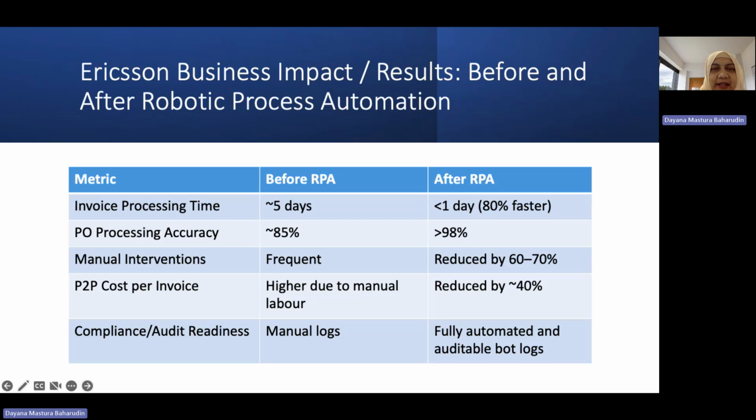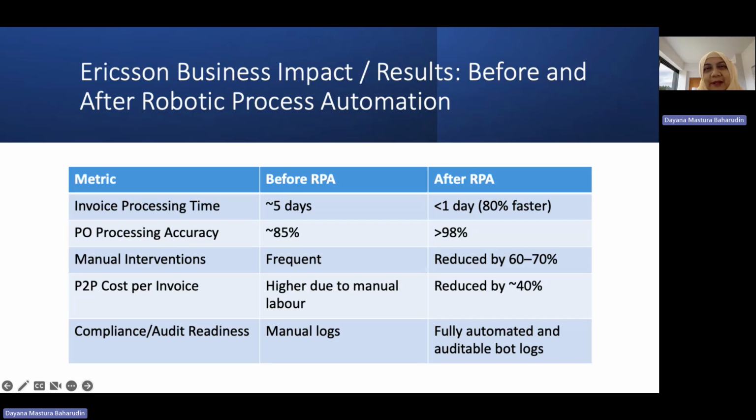PO processing accuracy, 85% correct, but after RPA is more than 98% because the robots are doing it with no human error. And manual interventions before RPA is frequent because it means that a human has to go intervene every so often, but with RPA is reduced by 60 to 70%. And then we have the P2P cost per invoice. Before RPA is higher due to manual labor, but after RPA is reduced by 40%. And for the metrics for the compliance or audit readiness, before RPA manual logs, after RPA fully automated and auditable bot logs.